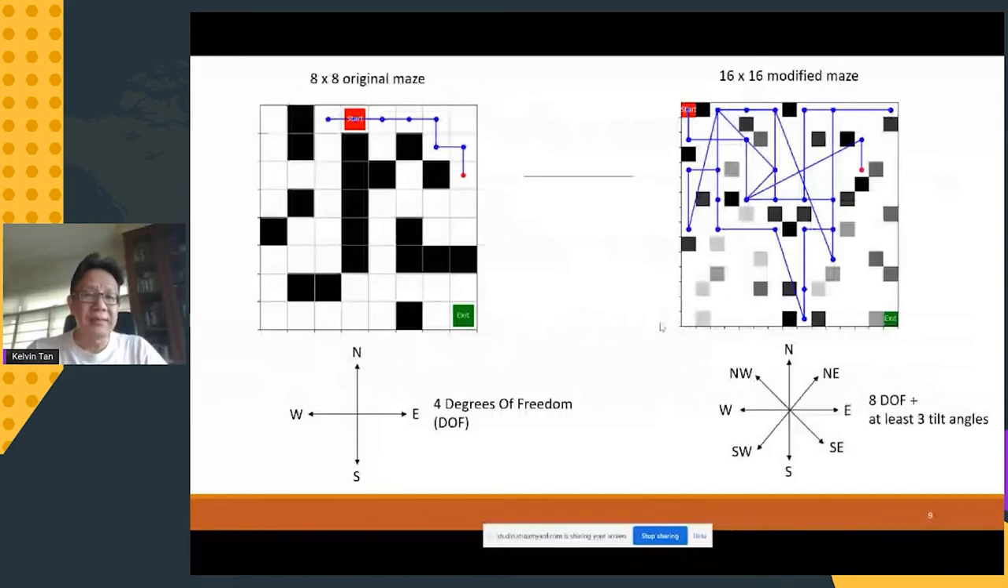The original maze program is adapted from Eric DeLange's source code. He built a very good maze exploration program with many different algorithms that can be deployed, and it runs in a virtual environment. The maze is 8x8, and the agent, or the ball, can move in four directions, which we'll call degrees of freedom. The agent, in this case marked in red, shows the current location of the ball. It can move in four directions: north, east, south, west.